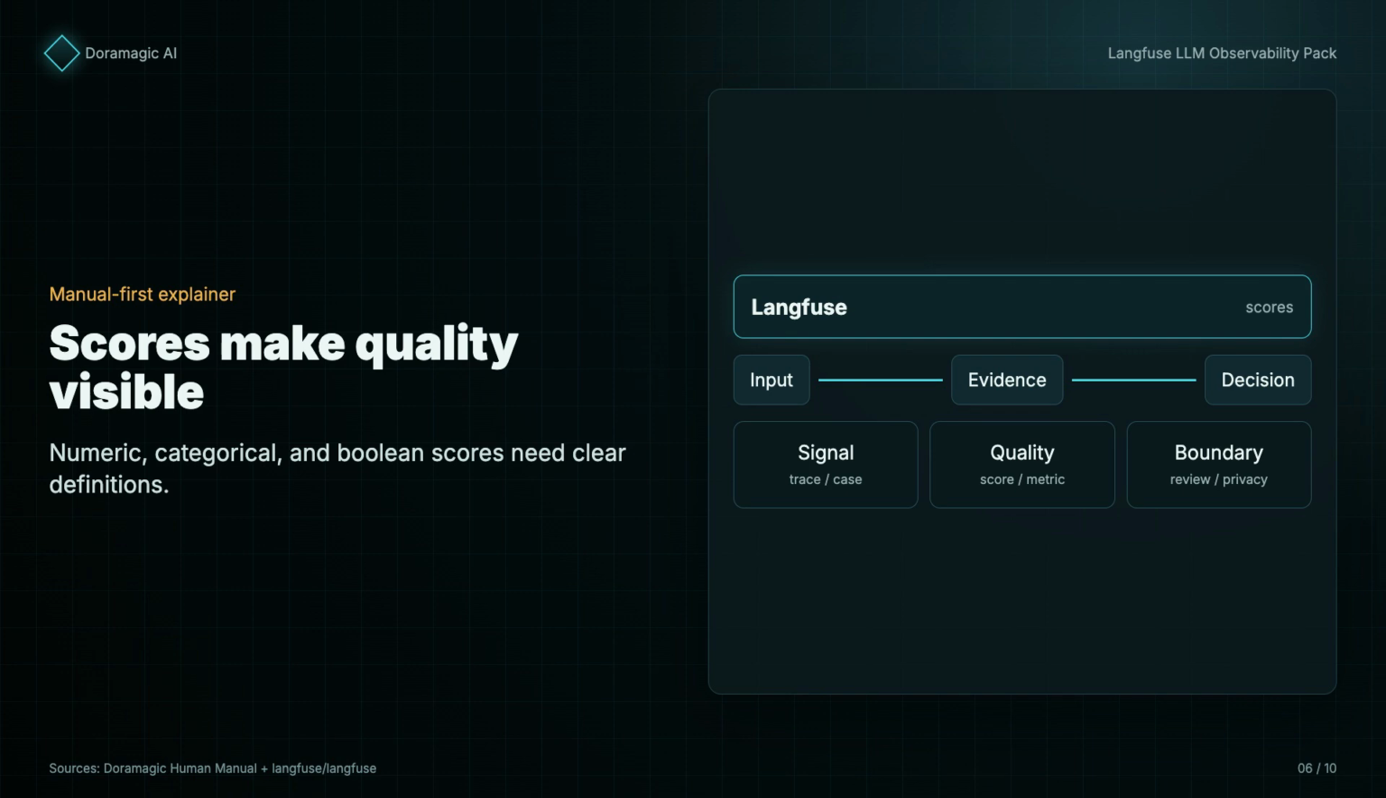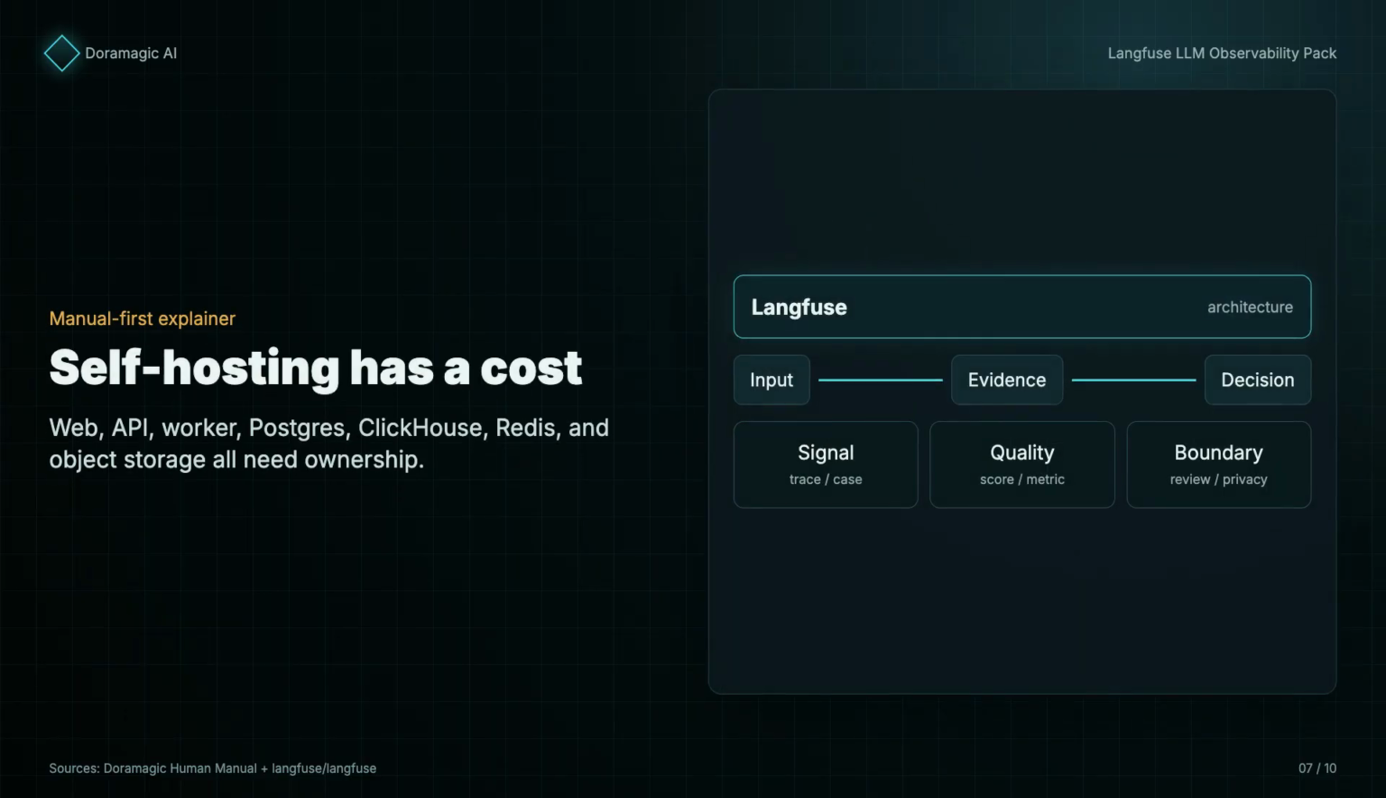The architecture also matters. The manual points to a web app, API layer, worker processing, PostgreSQL, ClickHouse, Redis, and S3-compatible storage. That is powerful, but it is not free. Self-hosting means you own storage, upgrades, queues, analytics cost, and data retention.